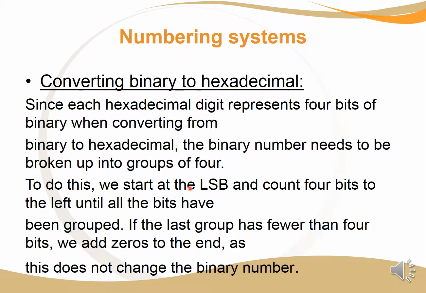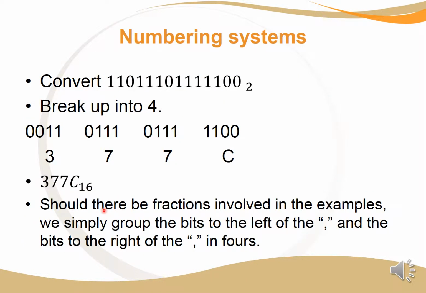So to do this we start at the LSB and count 4 bits to the left until all the bits have been grouped. If the last group has fewer than 4 bits we add zeros, as this does not change a binary number. So here we have this very long binary number. First thing we do, we break it into groups of 4, starting from the least significant bit. So we count 4, draw a line, and then 4 again, and 4 again, and we are left with 1, 1. Now we have to add in 2 zeros just to make it into 4.